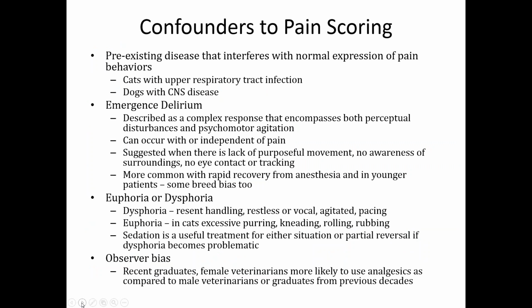Okay, things that confound it. Pre-existing diseases interfere with normal expression and pain behavior. So the example is a cat with an upper respiratory tract infection. They're going to have a kind of funky looking face anyway. Dogs with CNS disease, sometimes it's a little hard to tell. Is their facial expression because they've got some nerve damage, or is it because they're actually painful?